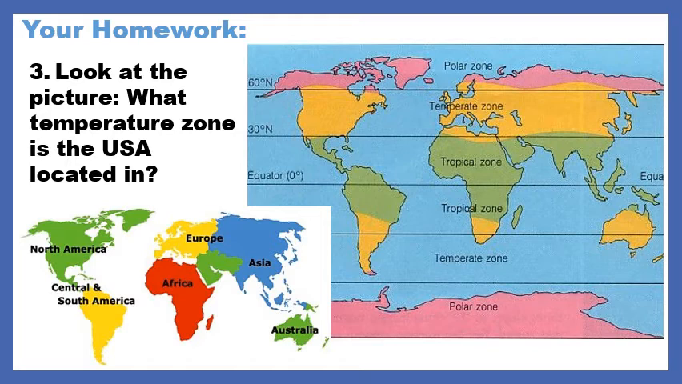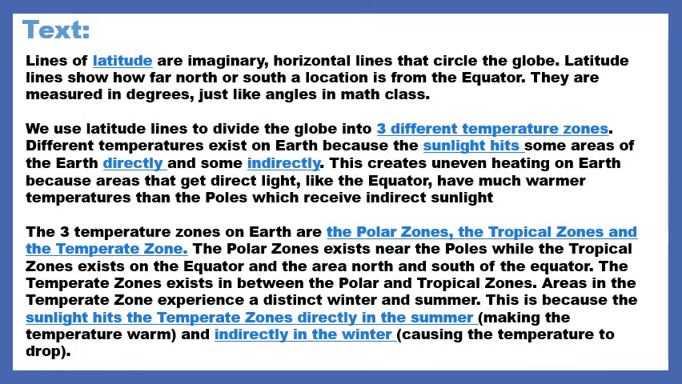Next, I'm going to read you the text, which will help you answer the first 2 questions. Here is the text. Lines of latitude are imaginary horizontal lines that circle the globe. Latitude lines show how far north or south a location is from the equator. They are measured in degrees, just like angles in math class.